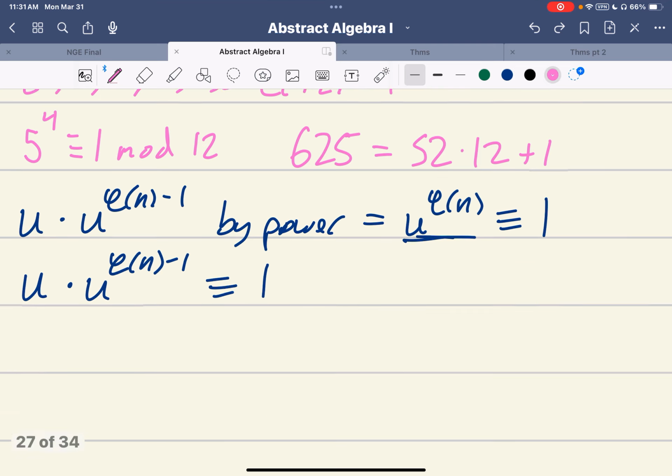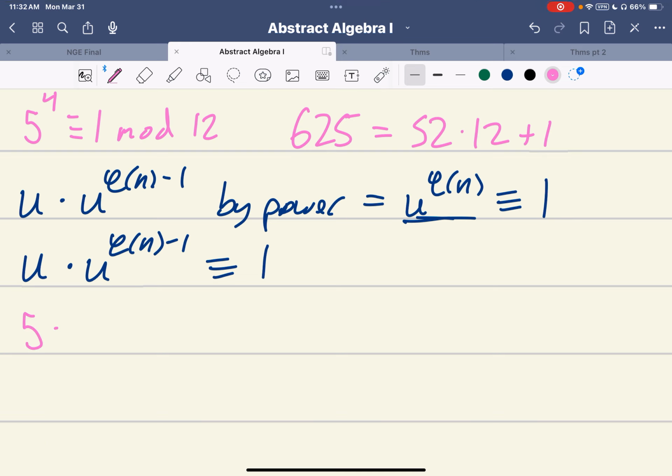So we're going to take that and apply it right to 5. We say 5 times 5 to the, well, oh wait, that's not 12. To the 4 minus 1. Well, I'm just going to put 3 actually, is equivalent to 1. Now, this should make sense because 5 times 5 to the third is 5 to the fourth. And that's what we set up above, right? That's really helpful. Now, that means that our inverse is just going to be 5 cubed, mod 12, I should say. Because 5 cubed is way bigger. 5 cubed is 125, right?